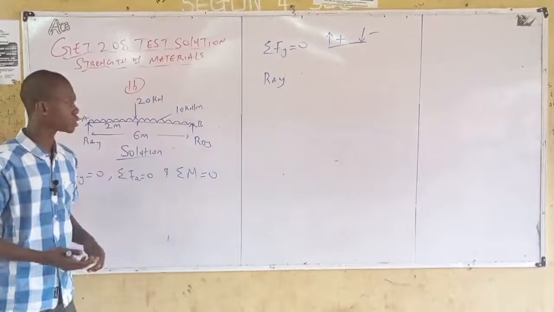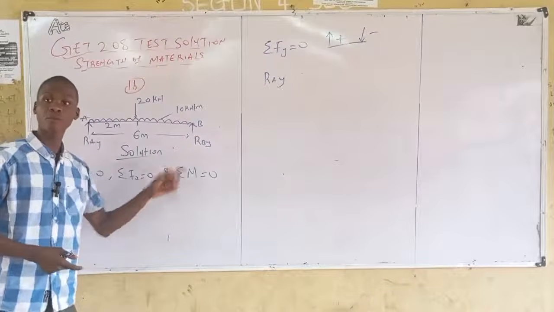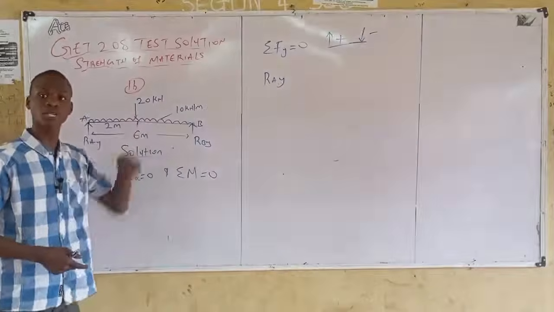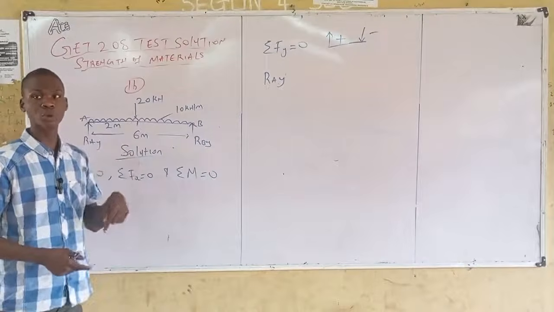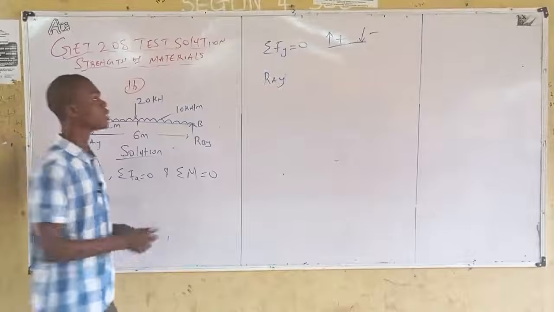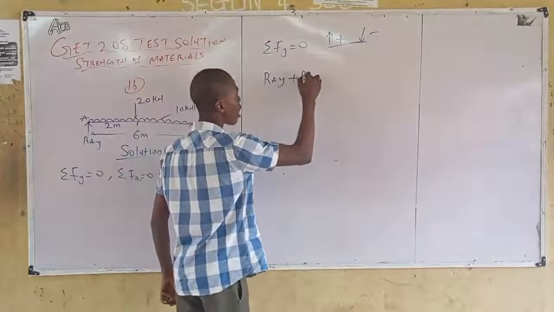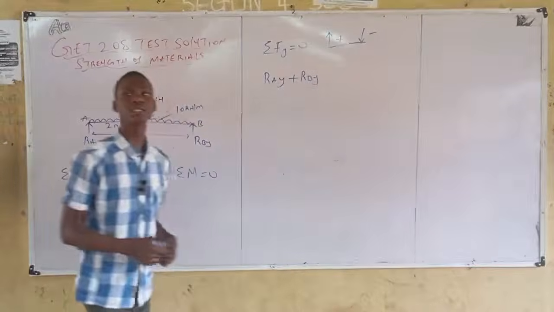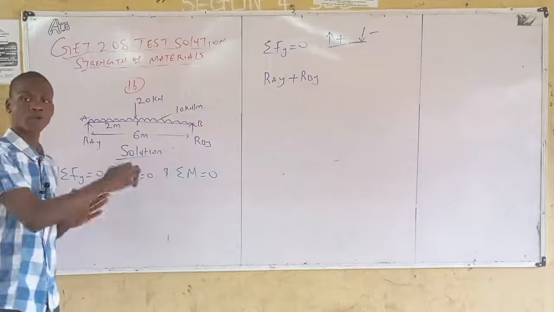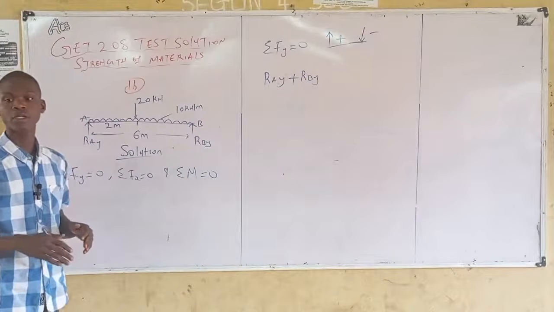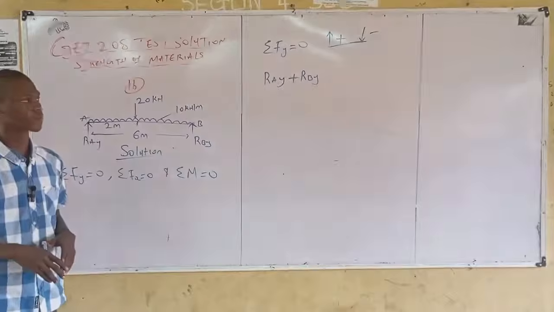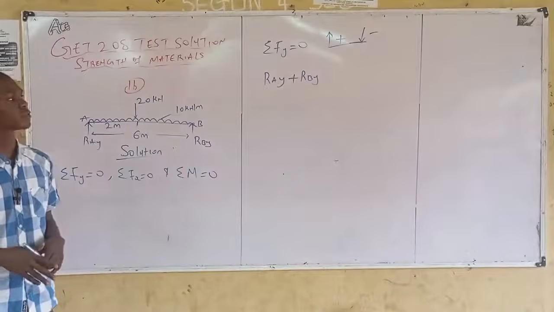The next one is what? RBY. Is RBY going upward or downward? If it is going upward, what will be the sign? Meaning you are saying positive RBY, right? You are done with the upward forces. Do you have a downward force? Yes. What is the downward force?